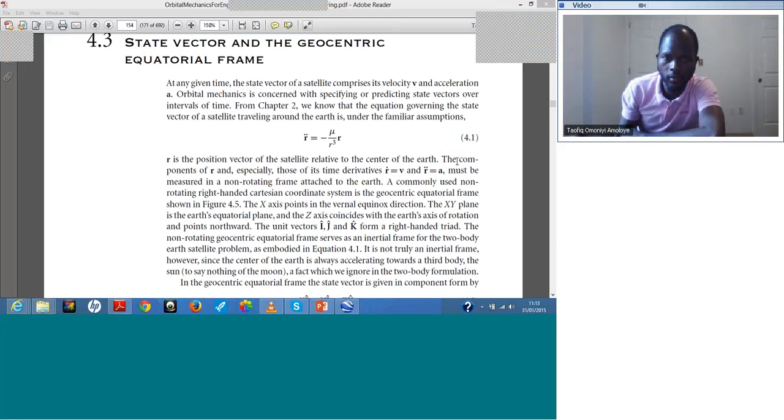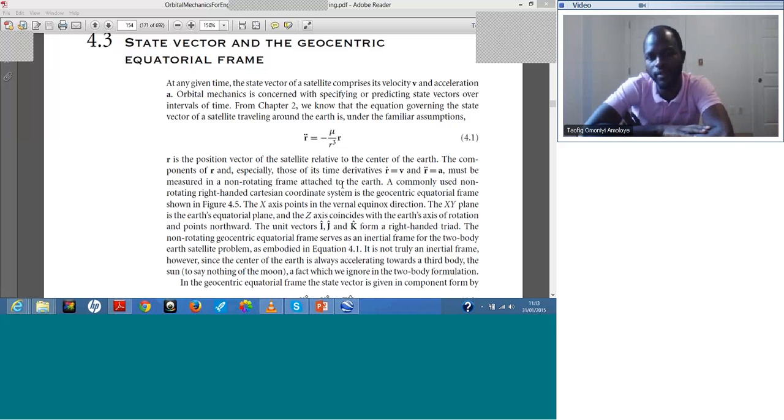So we see the components of the position vector, and especially those of its time derivatives, must be measured in a non-rotating frame attached to the Earth. Why do you think this should be measured in non-rotating frames attached to the Earth? It's just for us to be able to get their absolute values.